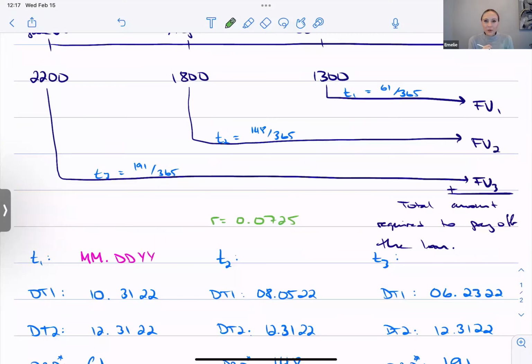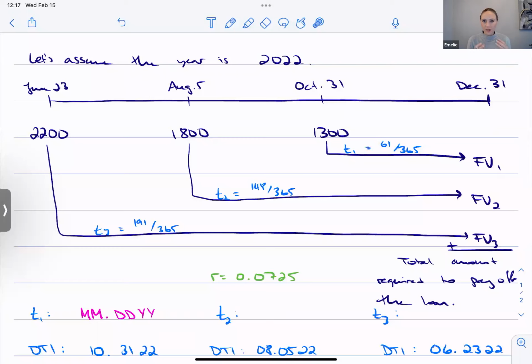What we can do, just to emphasize, and I don't usually do this, but this is our first big timeline that we're doing. So I'm going to jot down that the values on the timeline are present values, or principal amounts. So I'm going to call this P3, just matching those subscripts, P2 and P1.